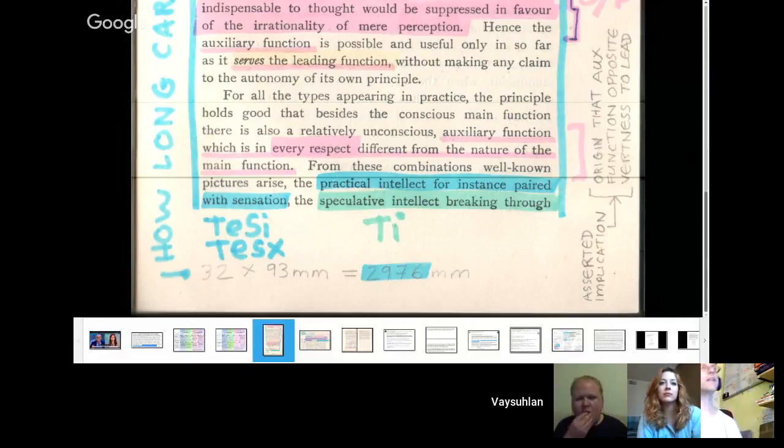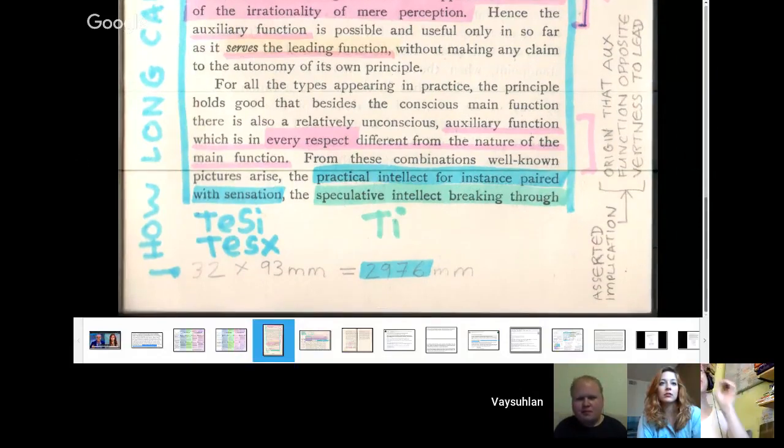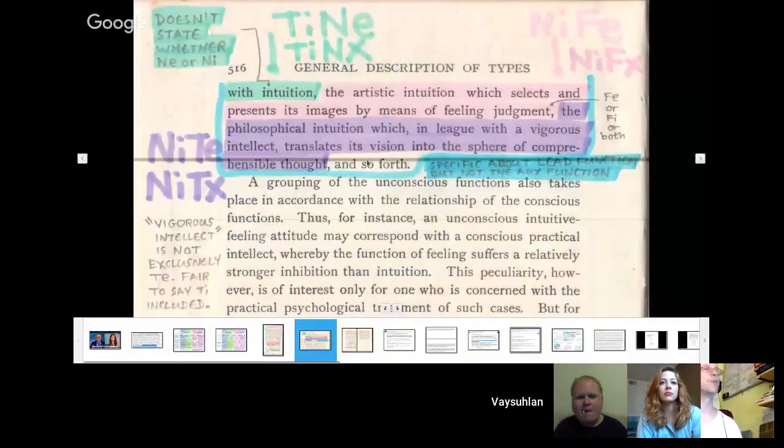But when he then goes on to describe the types, he's very specific about the lead function, but non-specific about the auxiliary function. So, for example, practical intellect paired with sensation. I'm assuming that's TE, practical intellect. And then the second one is speculative intellect breaking through with intuition. It doesn't state whether it's NE or NI. It just says with intuition.